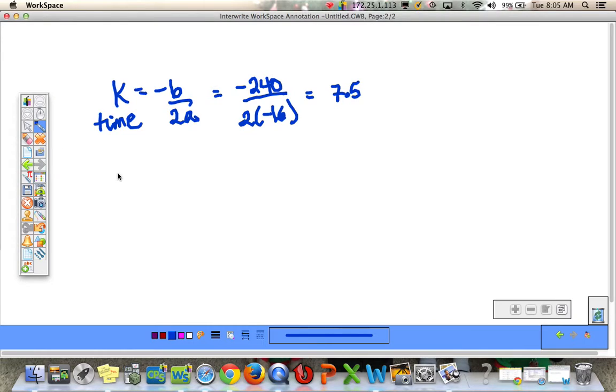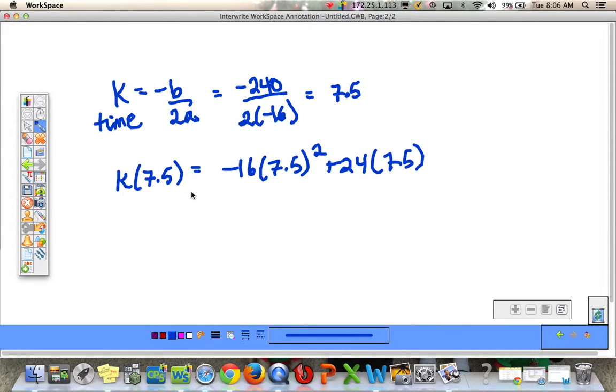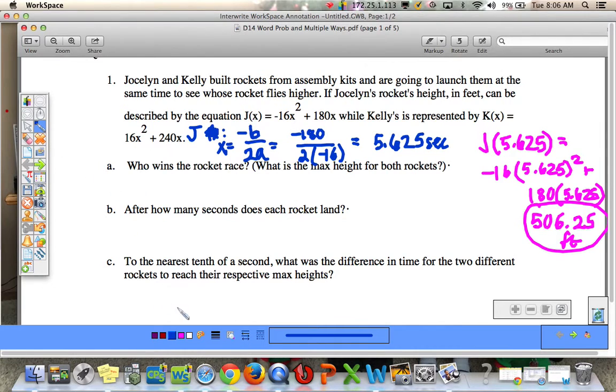So we're going to plug into our function. K of 7.5 would be negative 16 times 7.5 squared plus 240 times 7.5. And yes, it will be higher. Her rocket reaches a maximum height of 900 feet. All right, so Kelly's rocket will be higher. We could have guessed that because her velocity is higher. So we would say Kelly, with a height of 900 versus 506.25 feet.